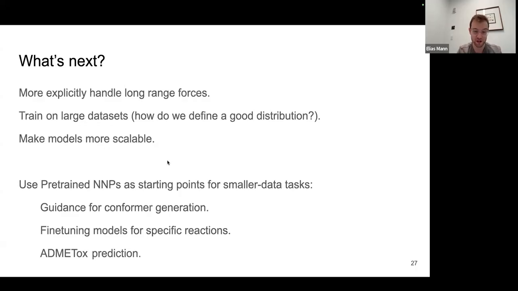So, you can use it as guidance for generating conformers, as a way to sample your Boltzmann distribution. I've seen some people do fine tuning for specific reactions. Fine tuning is hard for these. Catastrophic forgetting happens almost immediately for these NNPs. But when you start with a good general model, you can get to something that can model a specific reaction really well. And then things like ADMET-Tox prediction or whatever your small data task is, oftentimes in chemistry, data sets are small because experiments are expensive. And if you can generate a conformer and then enrich the small amount of data you have with a model that's trained on much more data, that can yield some pretty cool results.